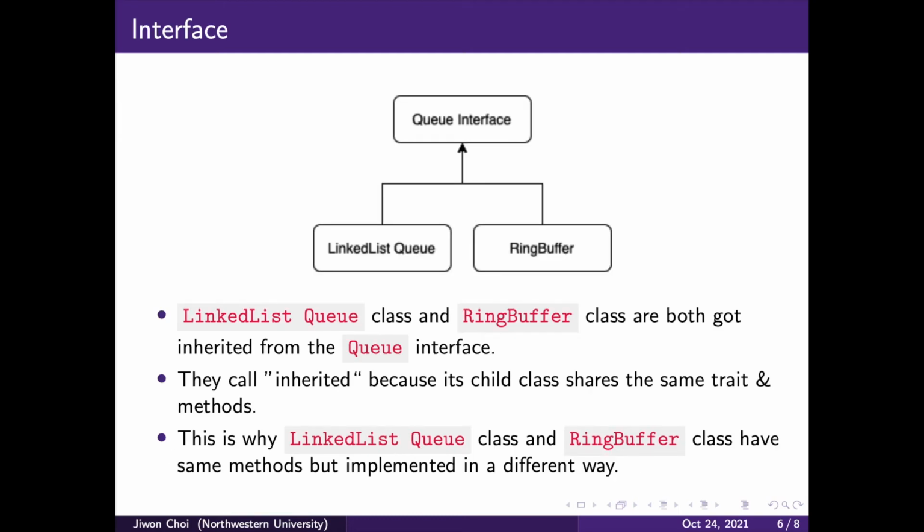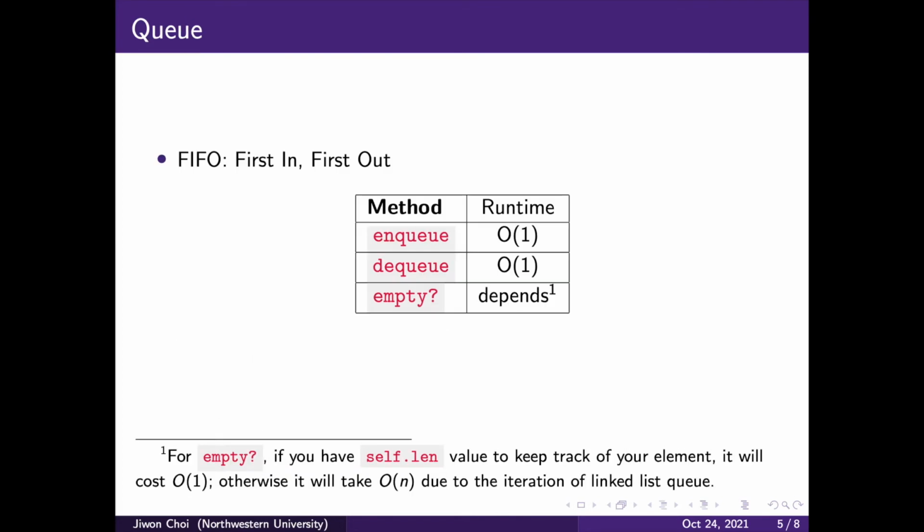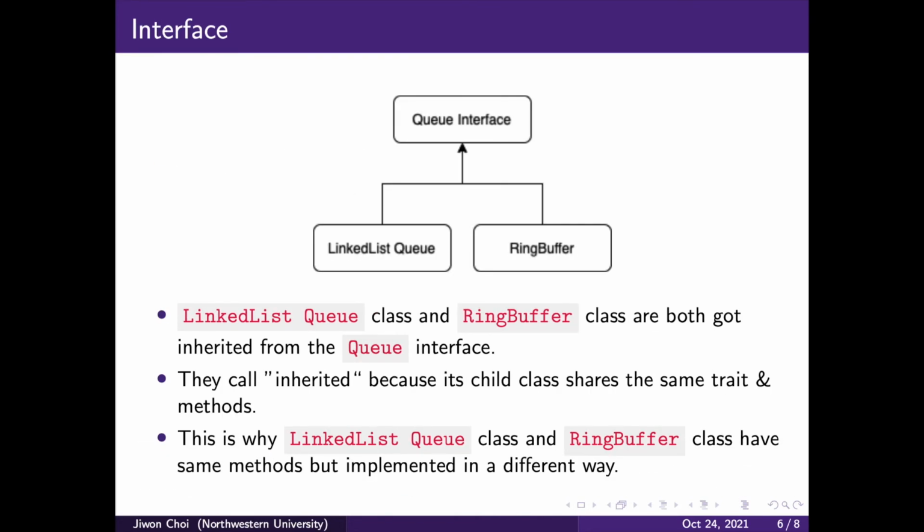I think a lot of people got confused about the interface structure. So there's a queue interface which contains the three methods that we just saw: enqueue, dequeue, and empty. And we can implement queue with different structures, like linked list queue and ring buffer queue. So the linked list queue class and the ring buffer class are both inherited from the queue interface.